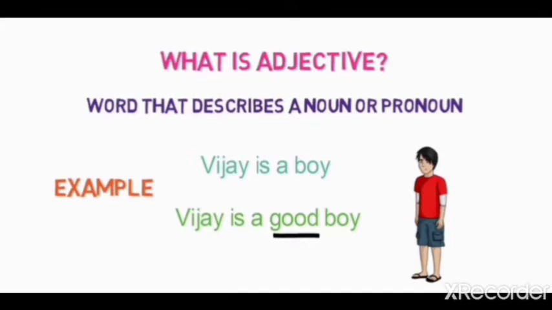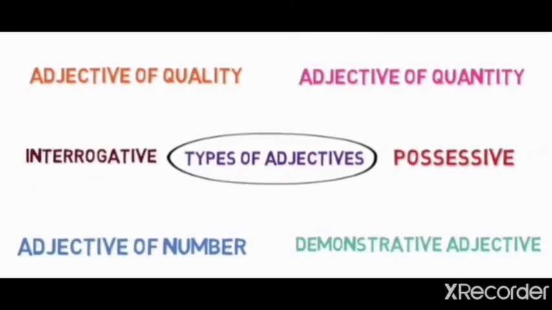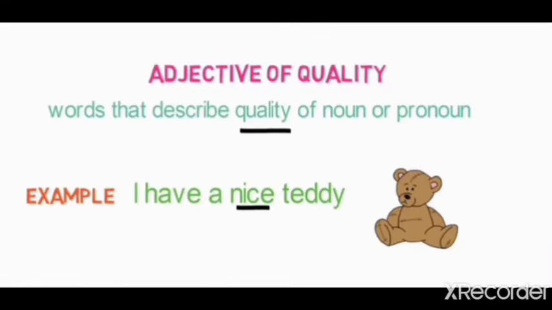Now let's look into the types of adjectives. Adjectives are divided into various types. We will look into the main 6 types of adjectives. These are adjective of quality, adjective of quantity, adjective of number, demonstrative adjective, interrogative adjective, and possessive adjective. Now let's look into them one by one.